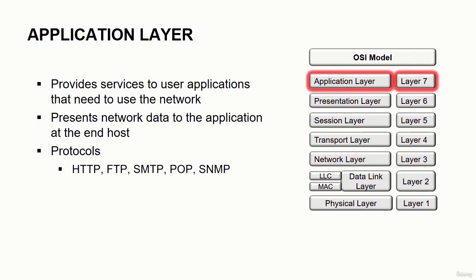Finally, we have Layer 7, the application layer. The application layer does not refer to the actual end user applications themselves, but rather it provides services to those applications. For example, web browsers are not at the application layer, but the service a web browser uses, such as HTTP, is at the application layer.